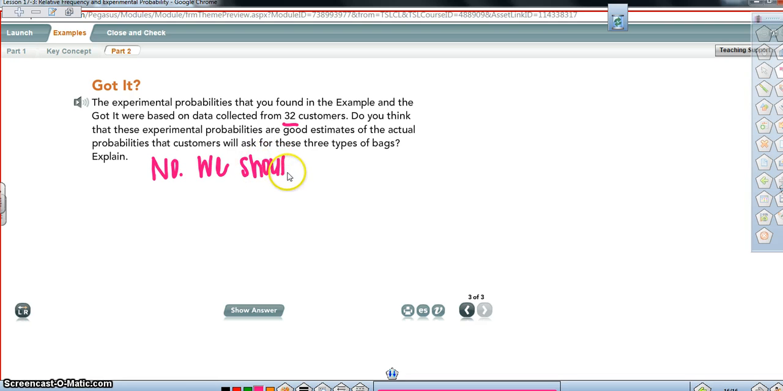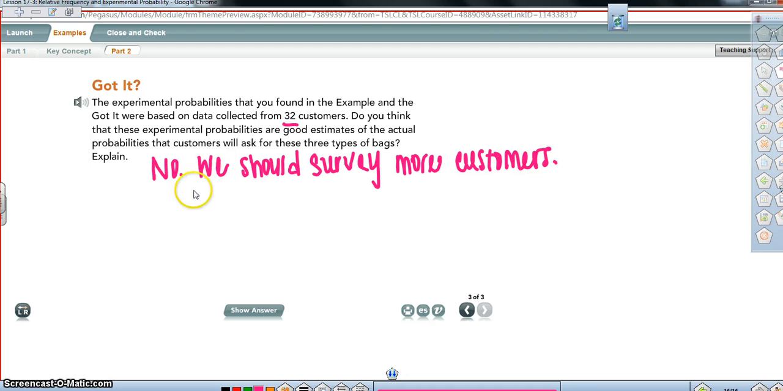Maybe we should survey hundreds or even thousands of customers, and we would have a better idea of what people really like. And then we could know what our chances are of people picking the different types of bags. Our sample is too small to really get great results. We could very easily get a better and bigger sample.